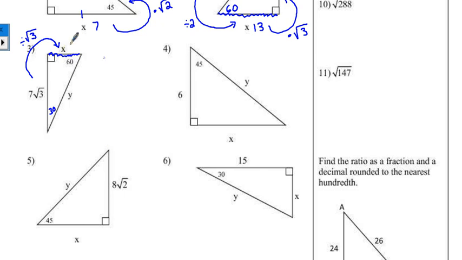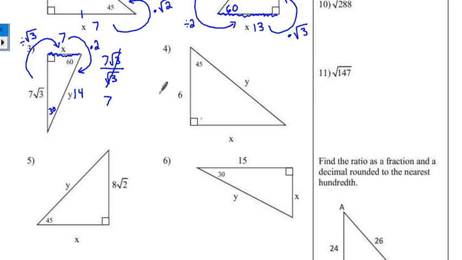So if I do 7 square roots of 3 divided by the square root of 3, those two are going to cancel, and I'm going to be left with just the 7, just by itself. So 7 is going to be my short leg. To go from my short leg to the hypotenuse, I'm making it bigger, so I'm multiplying, and the number would be 2. So 7 times 2 would put my hypotenuse right here, my y, at 14.